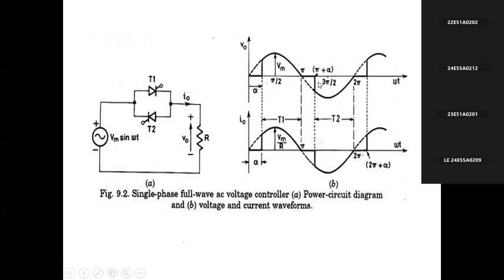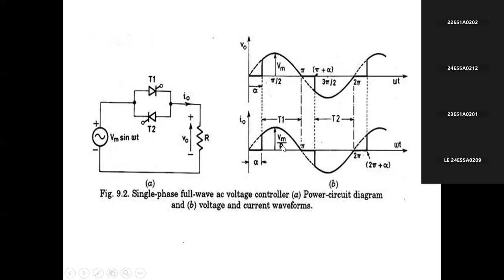During the positive cycle T1 is on, during the negative cycle T2 is on. T1 is on from here to here. From pi plus alpha to 2 pi, we'll get output voltage in the negative cycle. That means we are controlling both the positive cycle and the negative cycle. That's why it is called full wave AC voltage control. Is it clear?